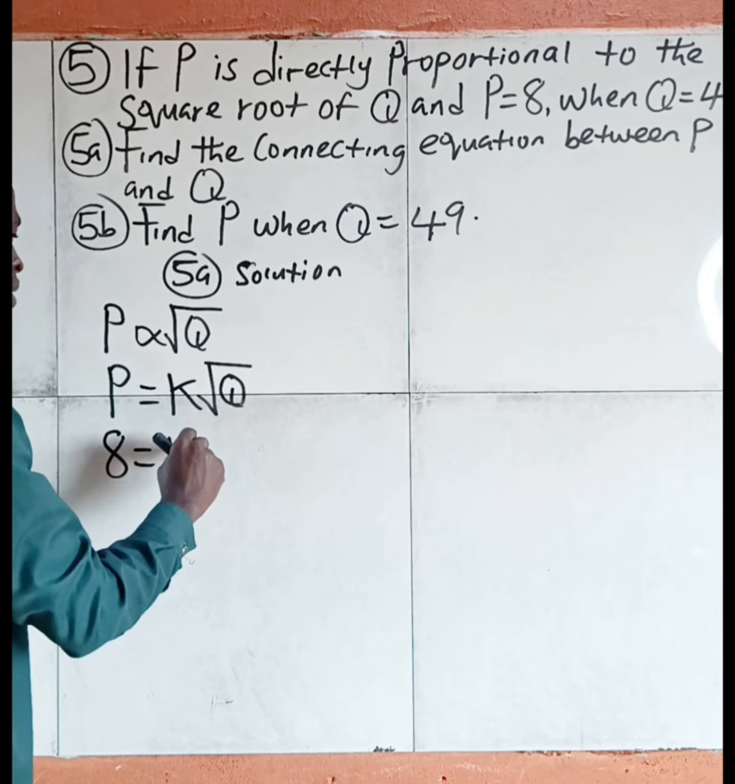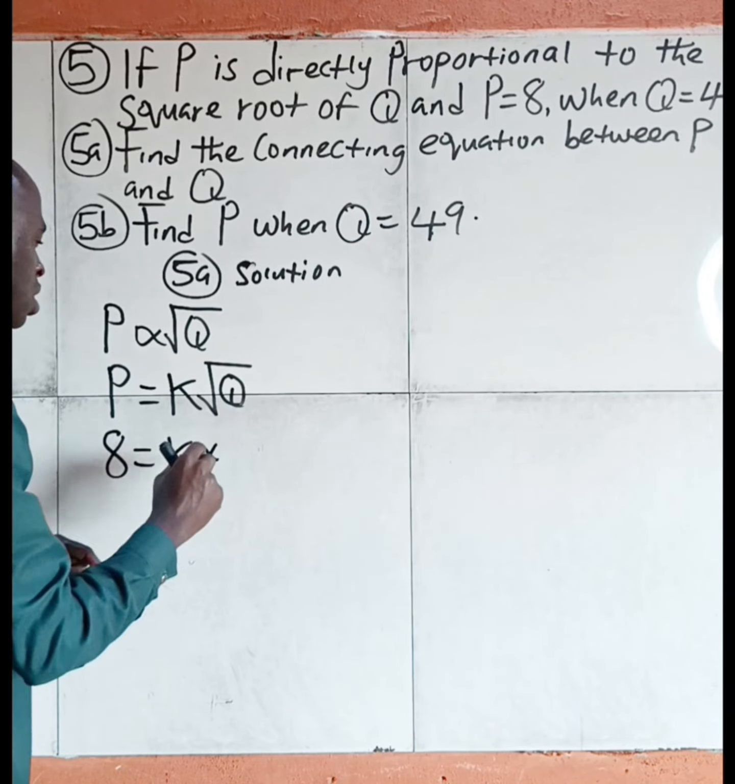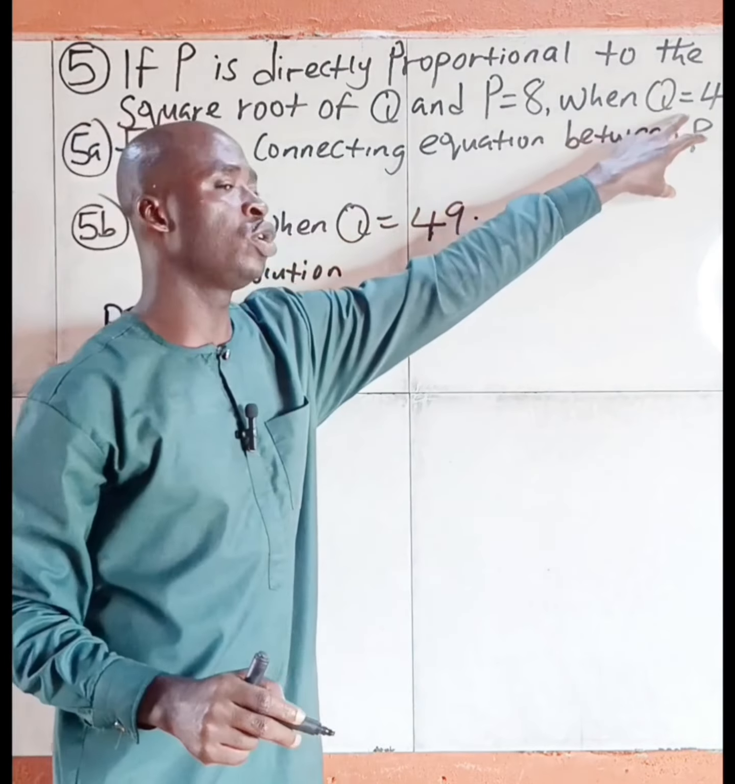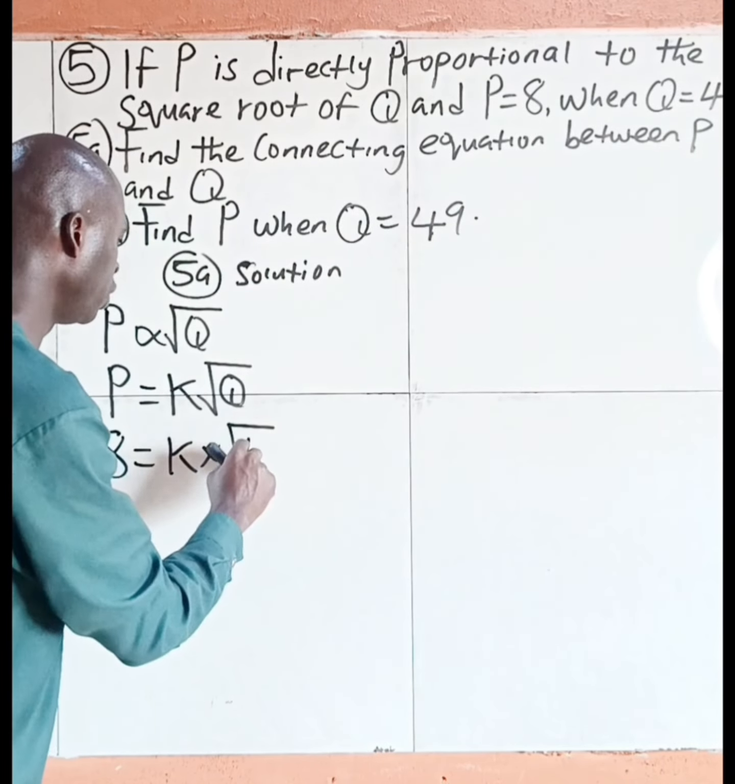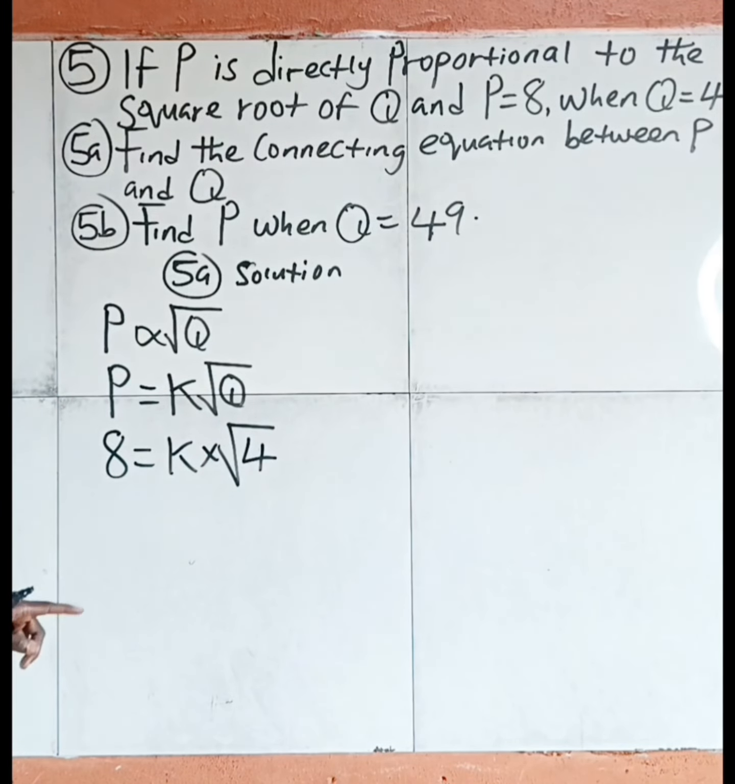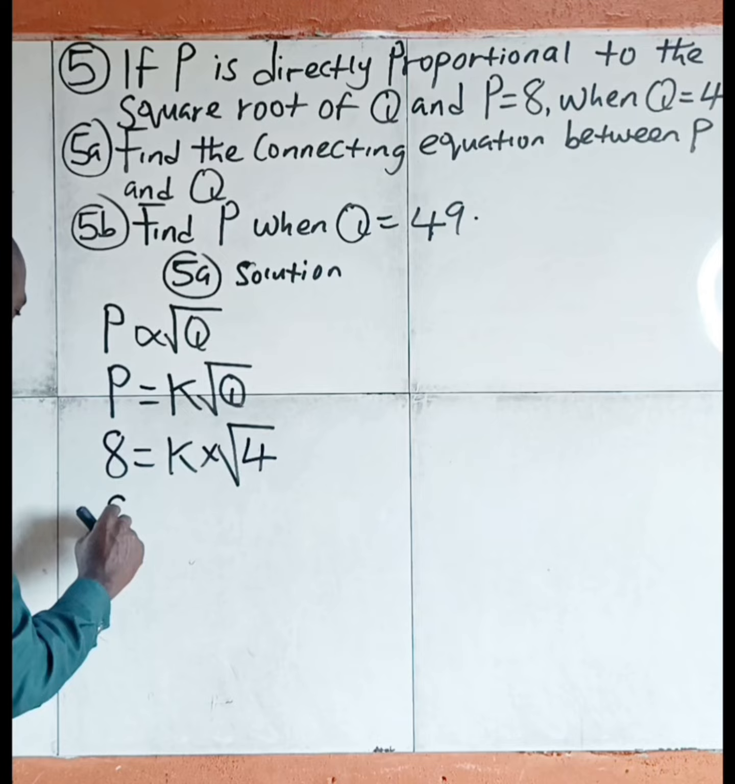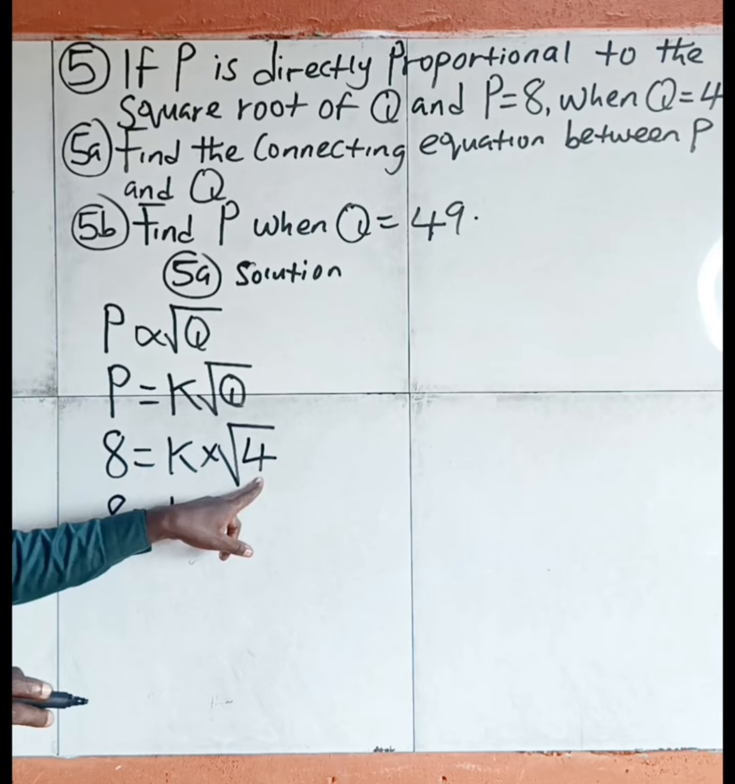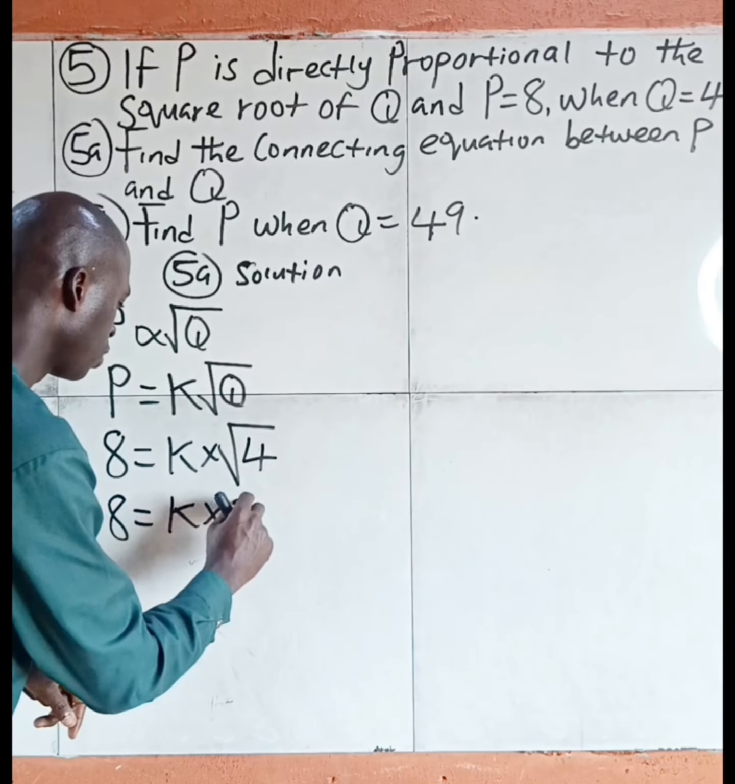Next, k times, what is the value of q? The value of q is 4. So I'm going to put the 4 inside roots. The next thing I'm simply going to do from this angle, here becomes 8 equal to k times, what is the square root of 4? The square root of 4 is 2. So I'm going to place it right here.